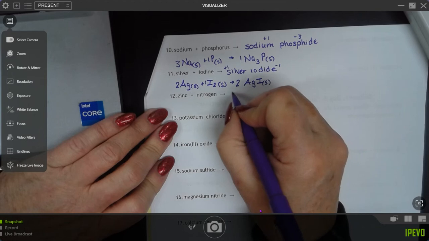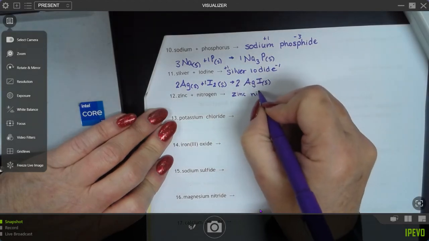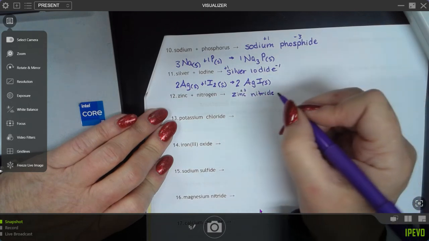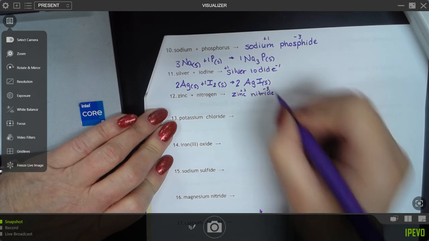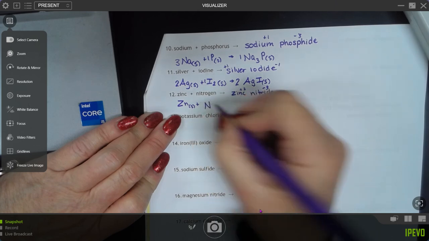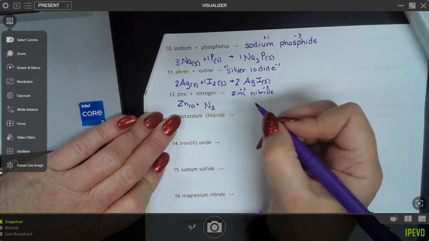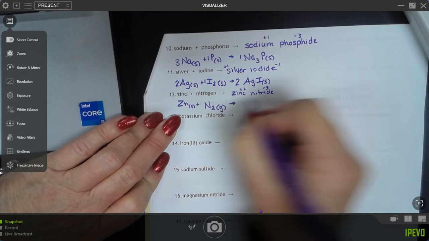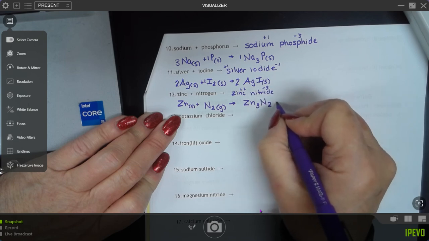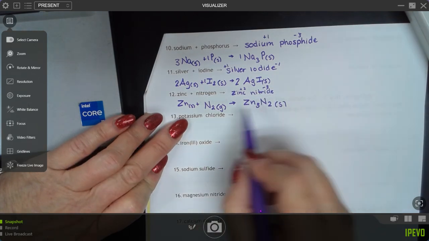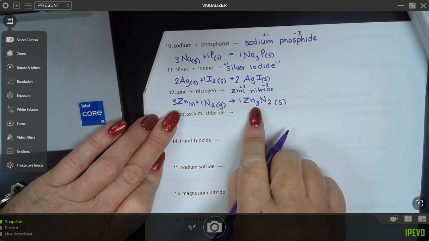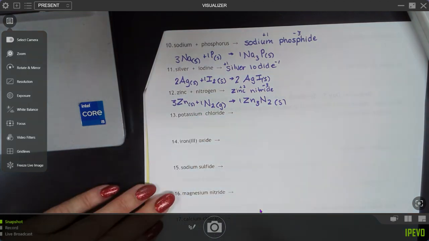Zinc plus nitrogen forms zinc nitride. Zinc is +2. That's another one of the transition metals that always has the same charge. Nitride is -3. So I have zinc solid plus nitrogen. Nitrogen is one of the diatomic 7, so it gets a 2. It's also a gas. And we're going to produce Zn3N2, solid. So let's see, my nitrogen is balanced. I just need a 3 here to make up 3 zinc. I already have 2 nitrogen on each side.